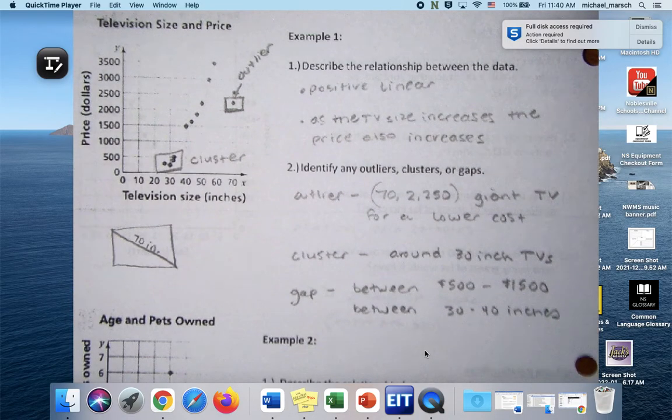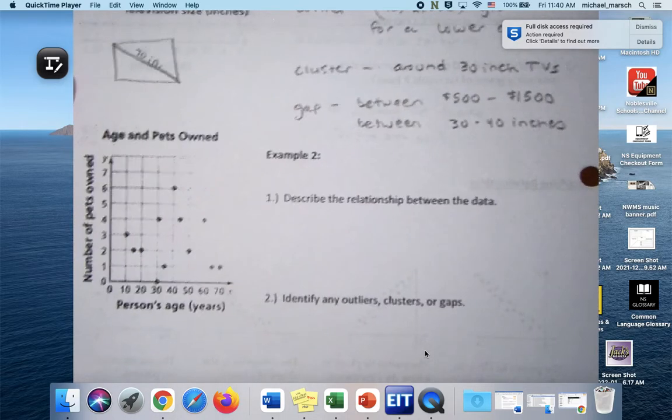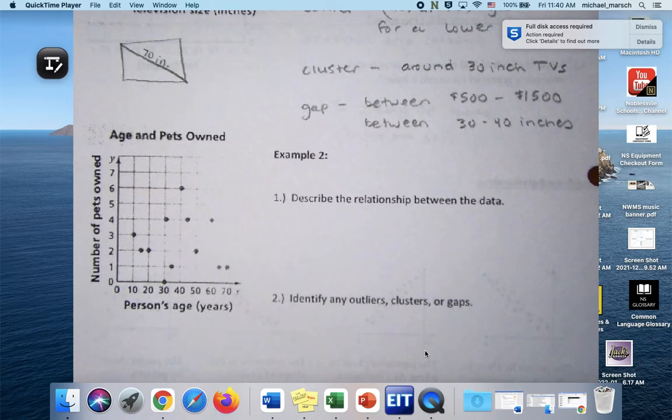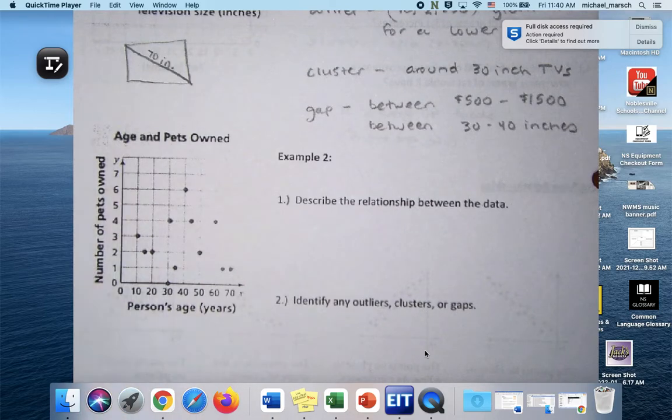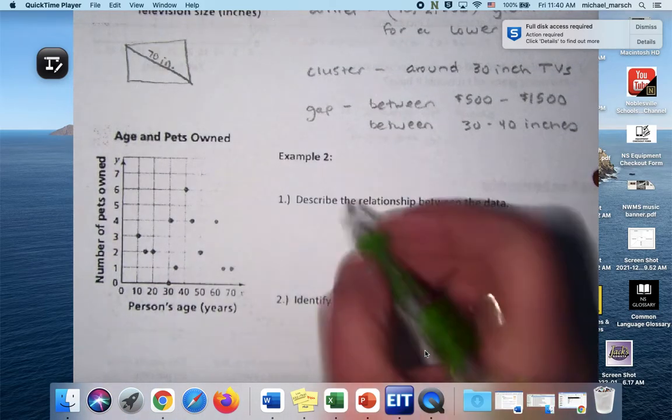Okay, let's look at our next scatter plot. What's the relationship between this information? Person's age and number of pets. It's crazy. Absolutely nothing. No correlation.